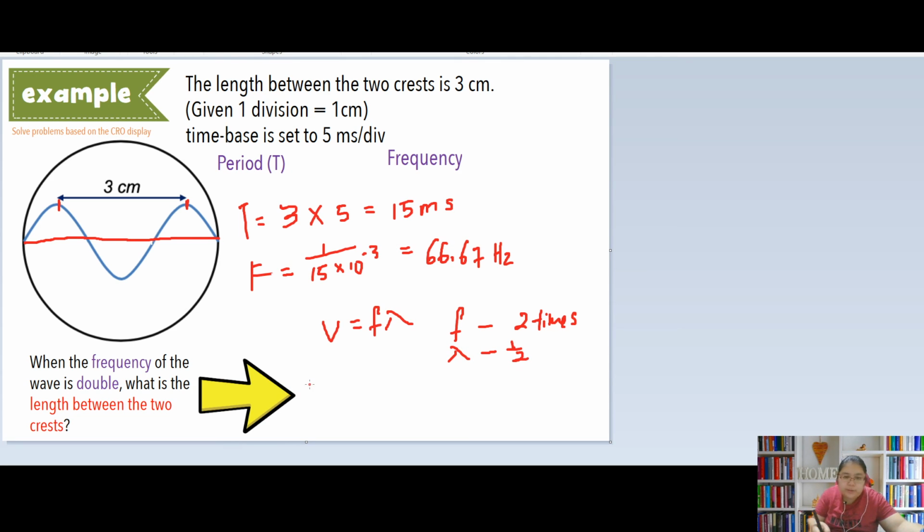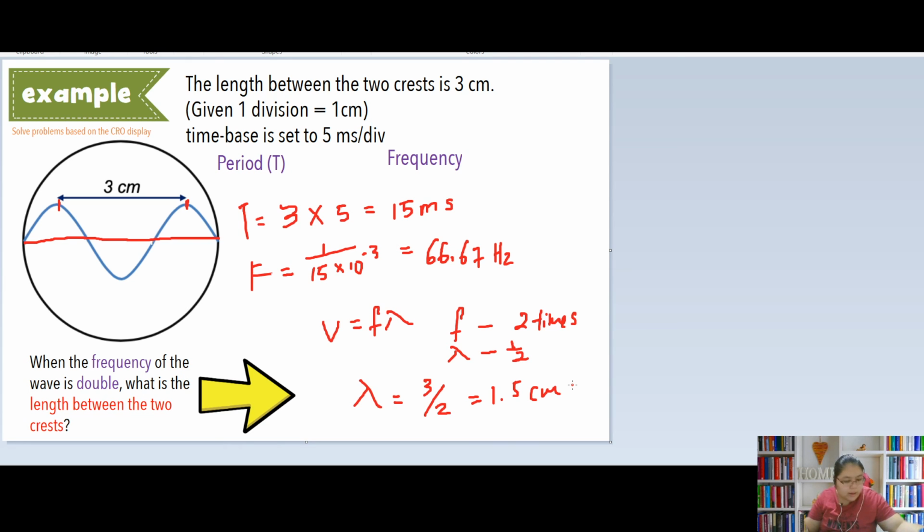So from here, now the frequency becomes double. My lambda is 3 cm, so the lambda now will become 3 over 2, which is 1.5 cm. So this is the answer when you want to find the relationship between wavelength and frequency.